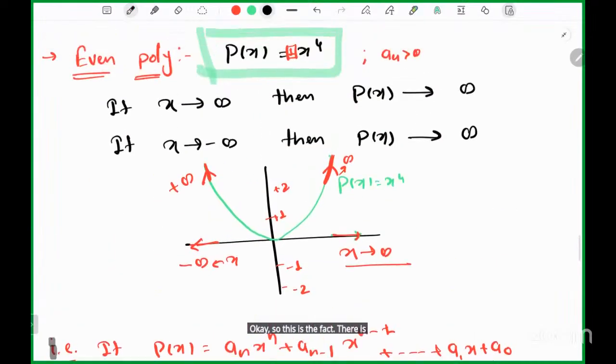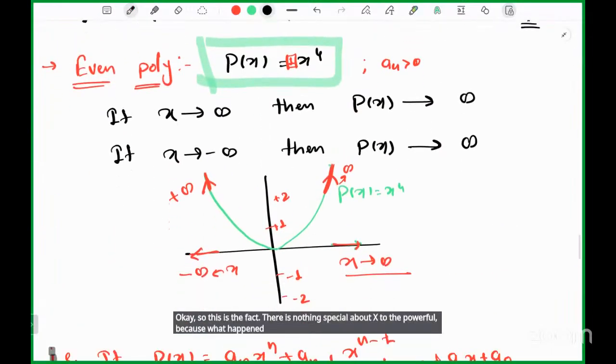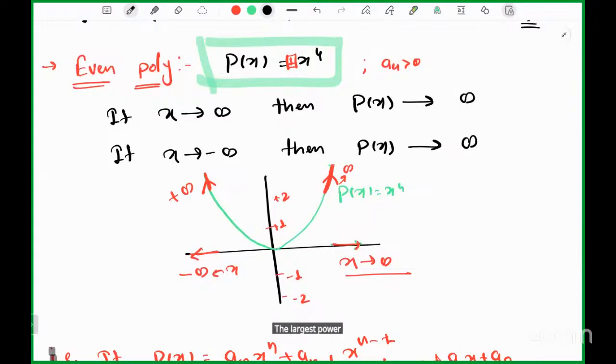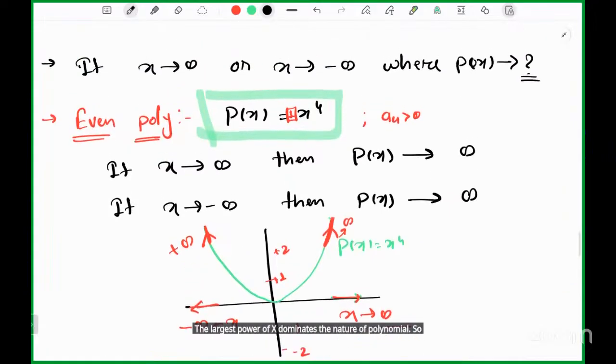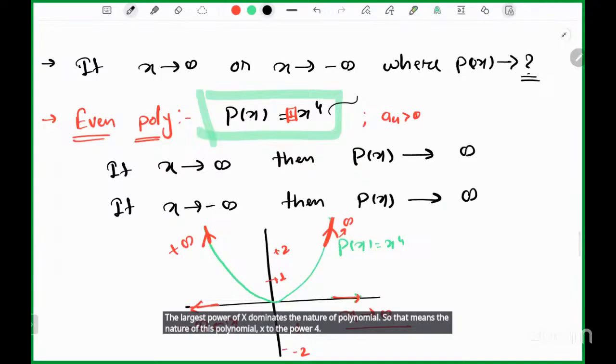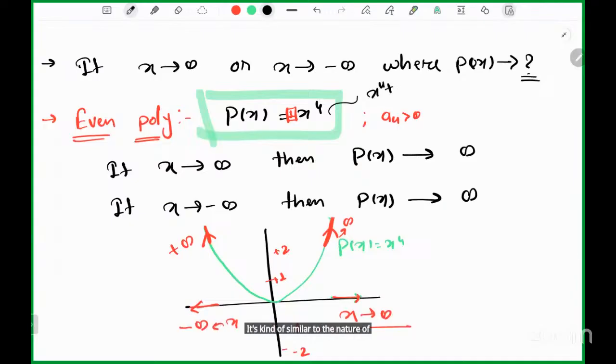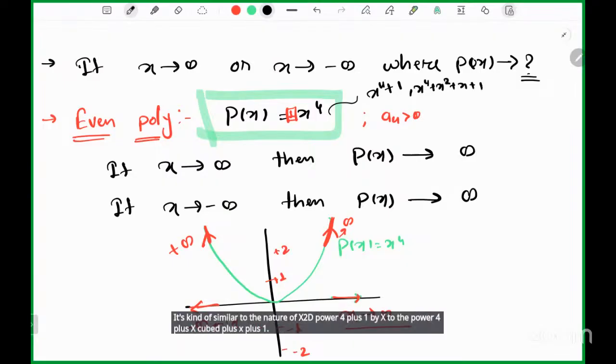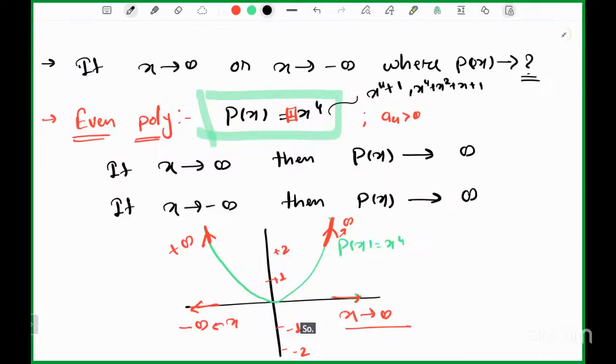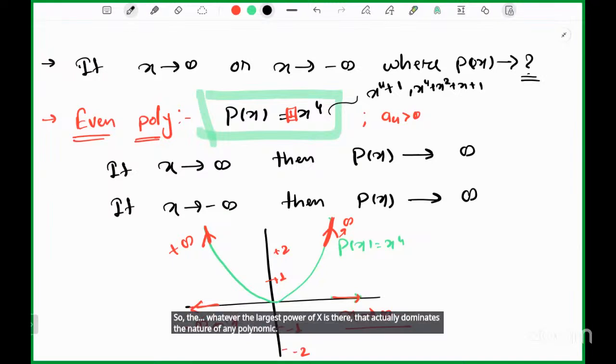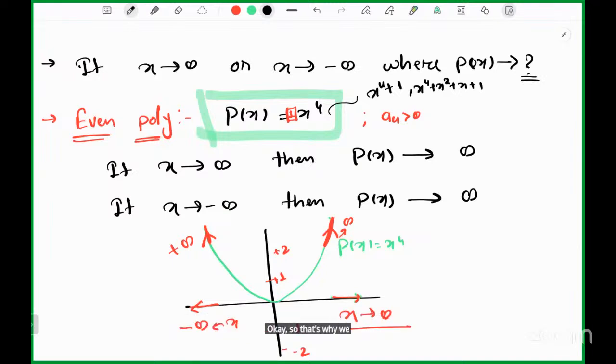There is nothing special about x to the power 4, because in a polynomial the largest power of x dominates the nature of the polynomial. So the nature of x to the power 4 is similar to the nature of x to the power 4 plus 1, or x to the power 4 plus x cube plus x plus 1. There could be little changes, but when we are discussing end behavior, the nature of all these polynomials will be similar. Whatever the largest power of x is, that dominates the nature of any polynomial. That's why we depend only on the degree of the polynomial.